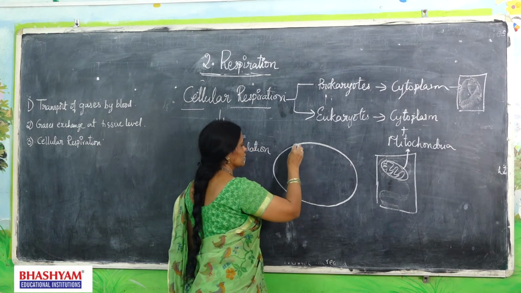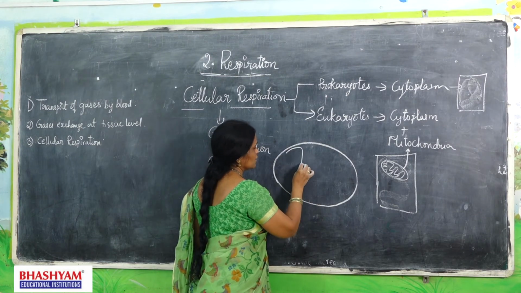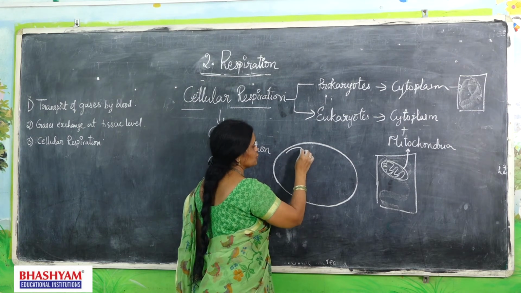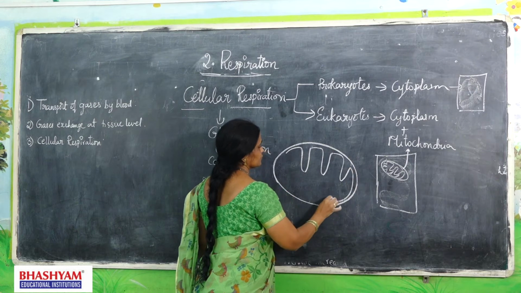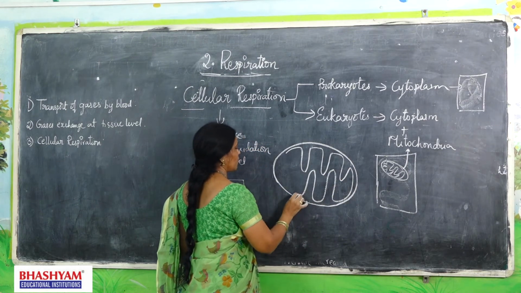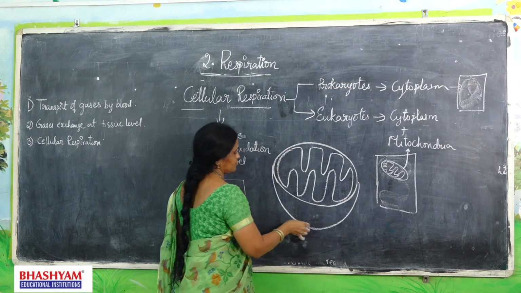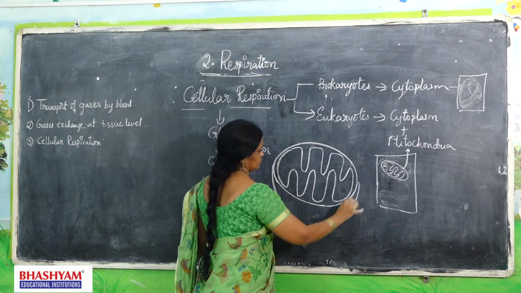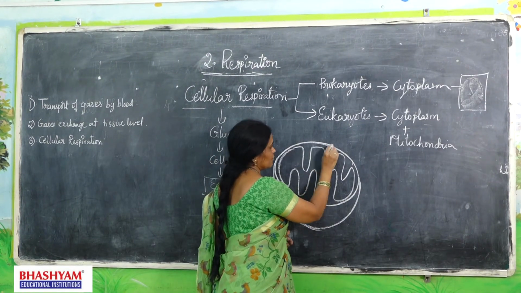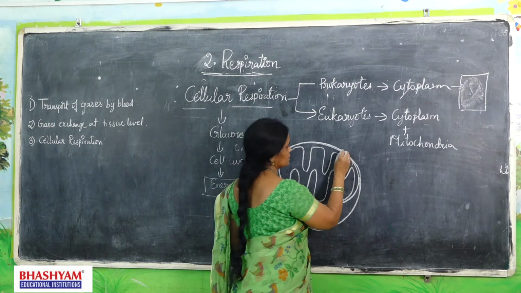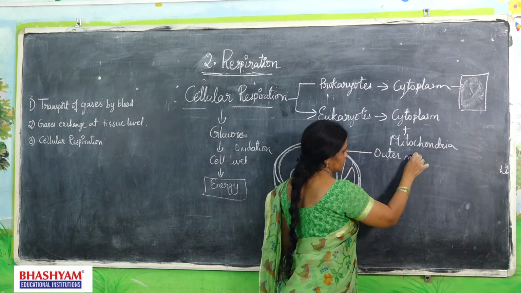Mitochondria are in different shapes, generally cup shape, and they are surrounded by two membranes. This one is the outer membrane. The outer membrane is smooth without any foldings.